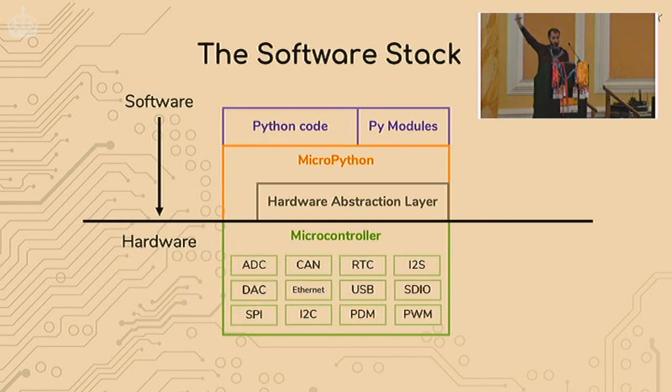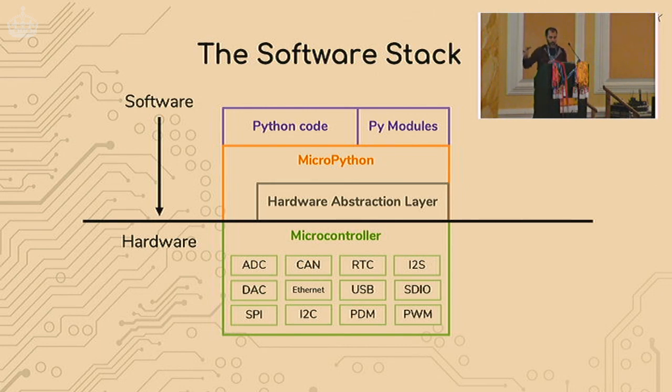At the top, we have our Python code and our Python modules. They are interpreted and executed by MicroPython. MicroPython in itself is written in the C language. And within MicroPython, we have something called the hardware abstraction layer. This is where the hardware magic happens. These are libraries usually provided by the microcontroller manufacturer that let you control the hardware. In this diagram, we can see the microcontroller in the green box, and inside it, there's a lot of smaller boxes with weird acronyms.